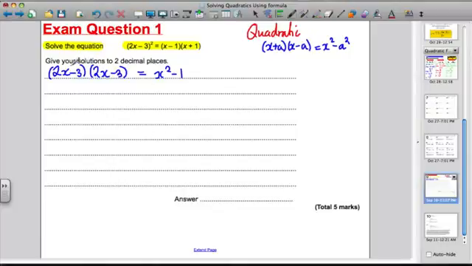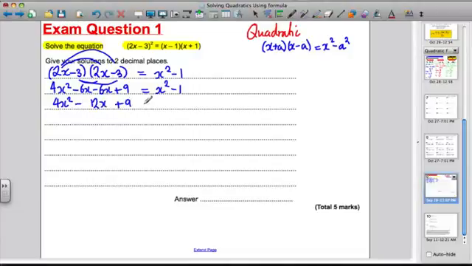Okay, let's multiply out the left hand side. 2x times 2x is 4x squared. 2x times minus 3 is minus 6x. Minus 3 times 2x is another minus 6x, and minus 3 times minus 3 is a plus 9. That's the left hand side expanded out. All of that equals x squared minus 1. Okay, let's tidy up the left hand side. This is 4x squared minus 12x plus 9 equals x squared minus 1.